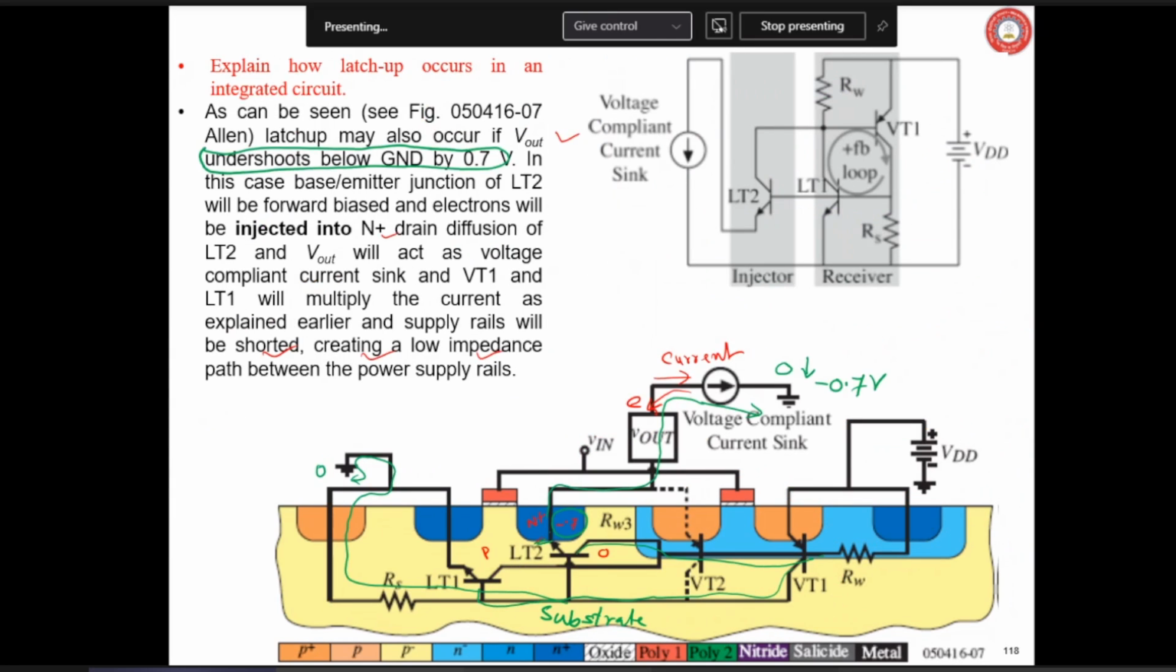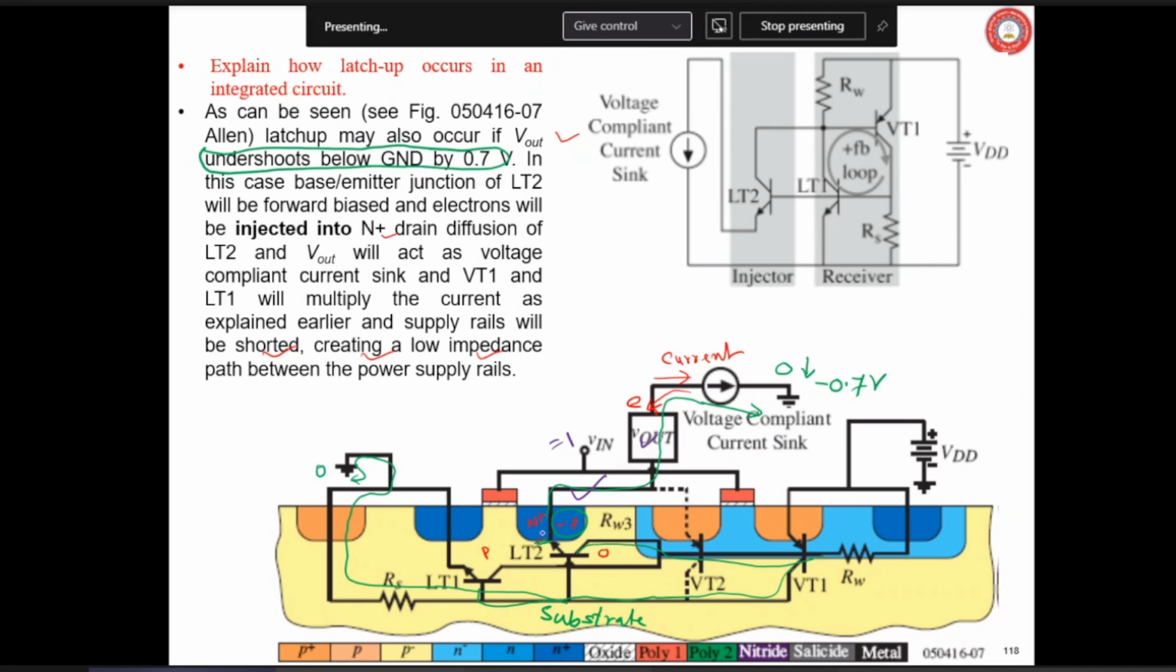Similarly, in this case, what is happening? Try to understand, same scenario. Now, what is happening here? Undershoot is occurring. Say input, Din, is equal to 1. So the output, this line, is supposed to be 0, but it is less than 0 by 0.7 volt. It is minus 0.8 or minus 0.7 volt.